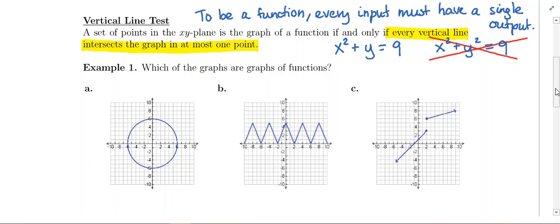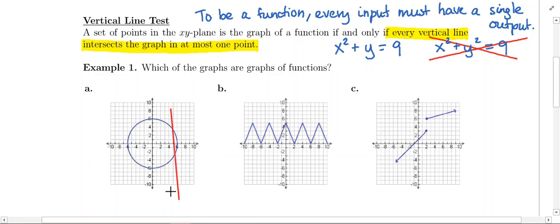The directions say which of the graphs are graphs of functions. Since all we have to rely on here is the picture, we're going to use the vertical line test. So for this first graph, it is a circle. All I have to do is find a location so that if I draw a vertical line, it hits my graph in more than one place. And that's really easy to do with the circle. There's actually several places to do that here.